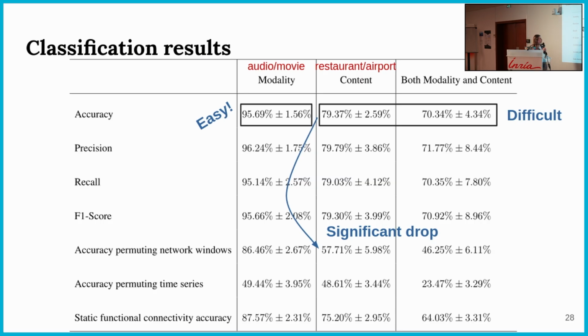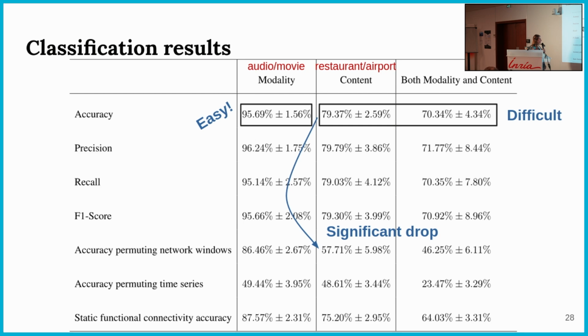As I said before, we distinguish between audio and movie, restaurant and airport, and we did the four-class classification. The performance of the model is the accuracy, so the number of correct guesses of the model. And you can see that for the modality classification, the accuracy is quite high, so this was an easy task. For the content and the four-class classifications, we have lower accuracy, and so it is a more difficult task for the model.